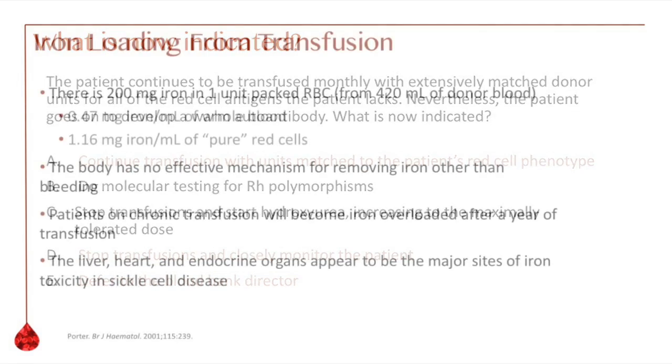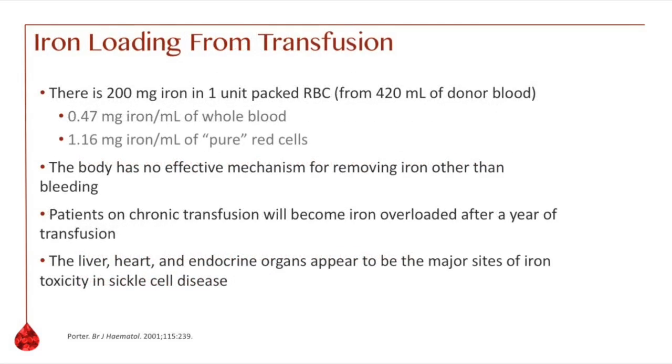The other major and universal complication of chronic transfusion in sickle cell disease that must be considered is iron overload. Red cells are a rich source of iron, and there are no natural mechanisms for the elimination of significant amounts of iron from the body. The concentration of iron in red cells is about 1 milligram per mL of packed cells, so each unit of blood contains about 200 milligrams of iron. Iron overload develops quickly in chronically transfused patients.